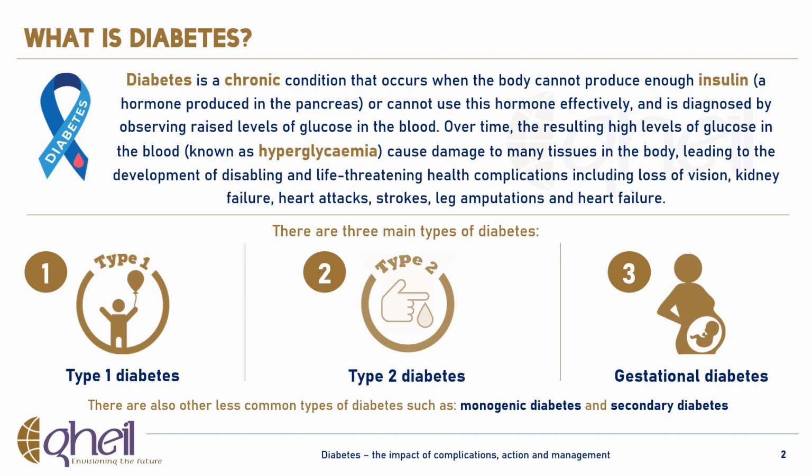There are three main types of diabetes: Type 1 diabetes, Type 2 diabetes, and gestational diabetes. There are also other less common types of diabetes such as monogenic diabetes and secondary diabetes.